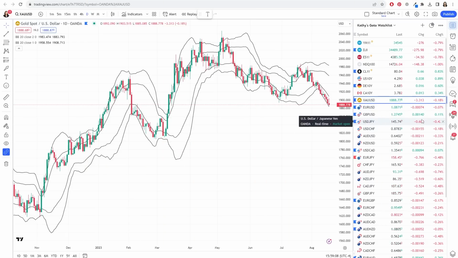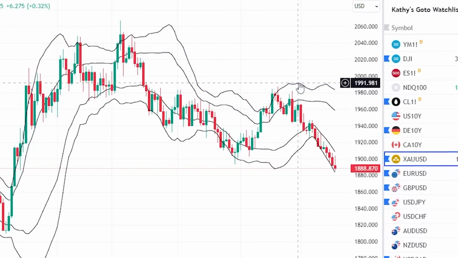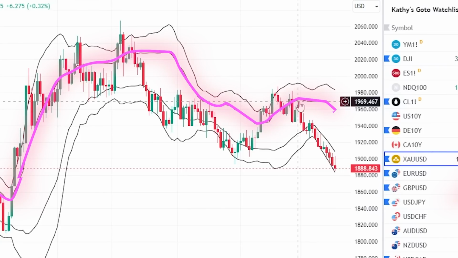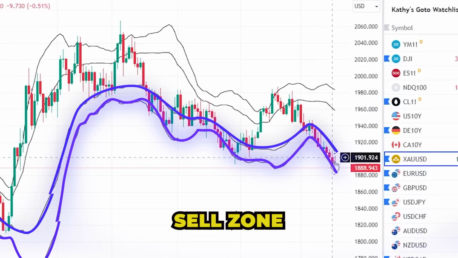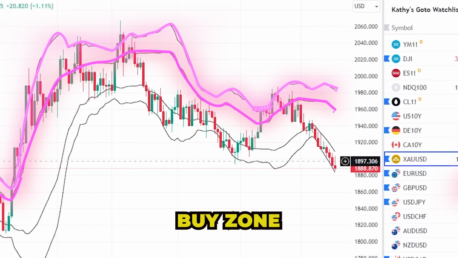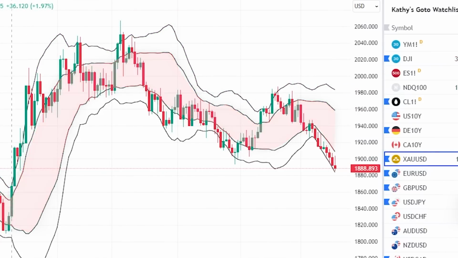Now let's take a look at the charts to understand what I'm really talking about. So typically when you put Bollinger Bands on your charts, the 20-period moving average is the outside line, and that's the default. So what I've done is I've added in the first standard deviation Bollinger Band, which is the inside line. And what I like to say is that when gold is trading in the 1-2 band, the downside, it's in the sell zone. When it's trading in the upper 2 bands, it's in the buy zone. Everything else in between is no man's land or the range trading zone.